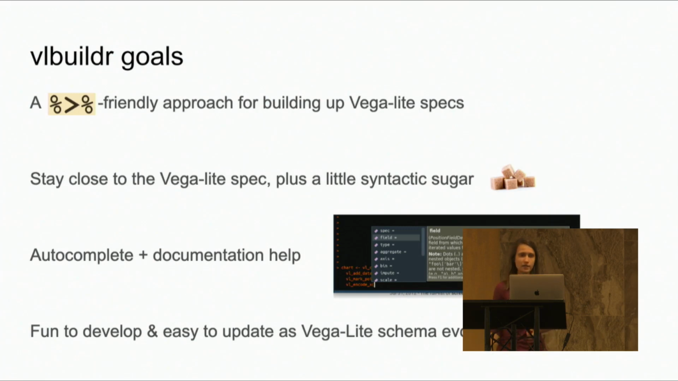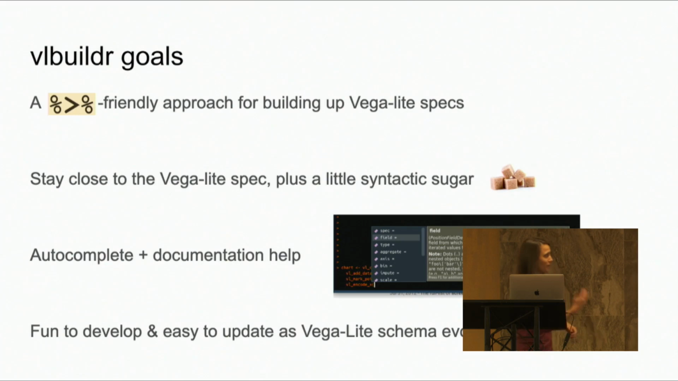Another key thing I wanted was to have autocomplete and documentation help, so that if you're trying to add in encoding, you can see what the different parameters are that I can give to that. And that's something that is actually a little bit missing from the Altair package, because it's going through Vega-Lite. To use it effectively, you often have to end up going to the Python docs. They're not quite as easy to access for an R user in RStudio.